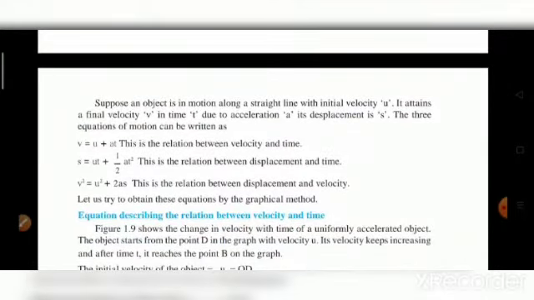v is equal to u plus at. This is the relation between velocity and time, where v is final velocity, u is initial velocity, a is acceleration, t is time, and s is displacement. The first equation, v equals u plus at, is the relation between velocity and time. Displacement s is equal to initial velocity into time plus half of acceleration into t square. This is the relation between displacement and time. v square is equal to u square plus 2as. This is the relation between displacement and velocity.